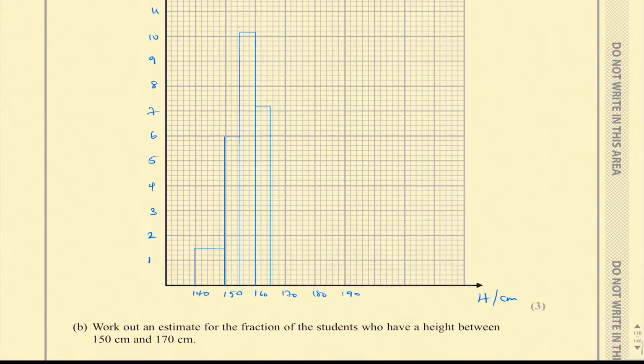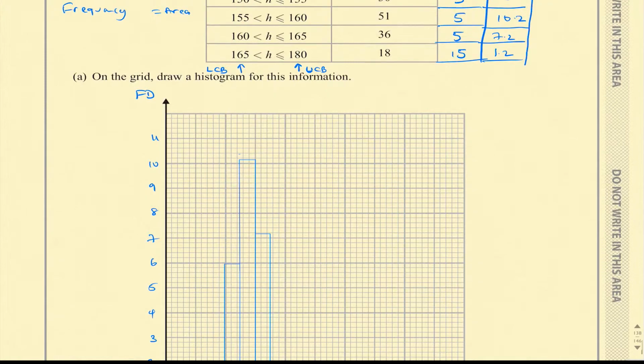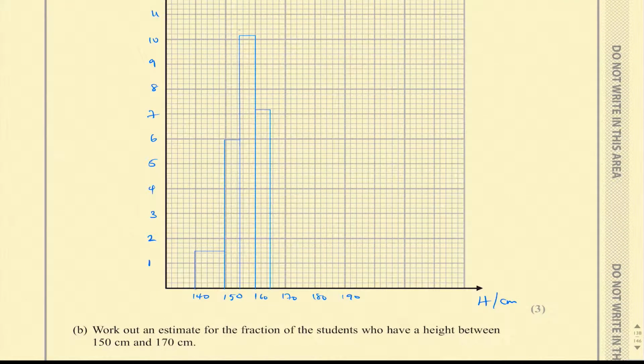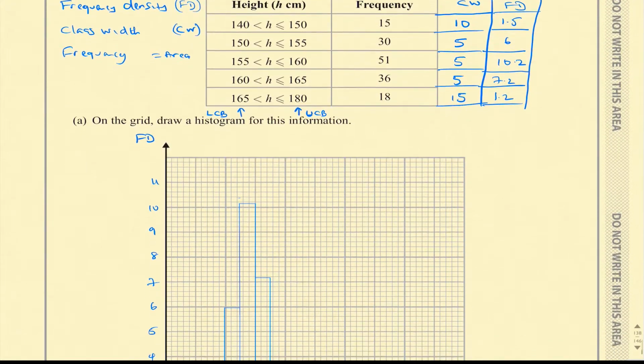1.2. 165 to 180, 1.2. See, there we go. So 165 to 180, and that's 15. And get 1.2. Right. So that is the histogram.